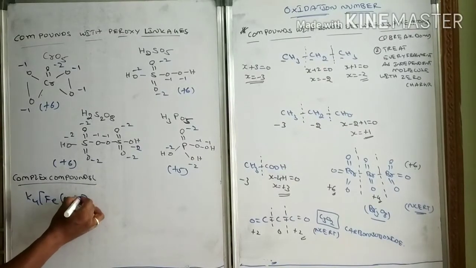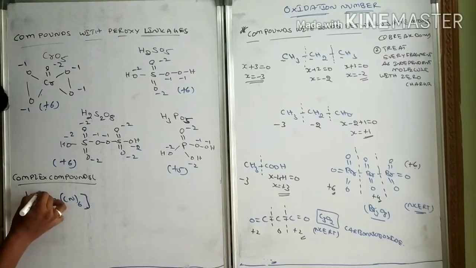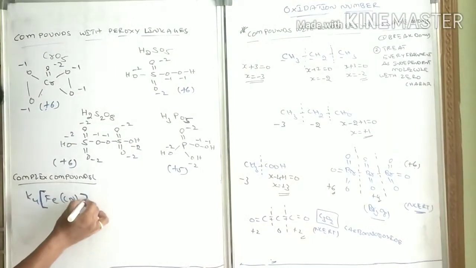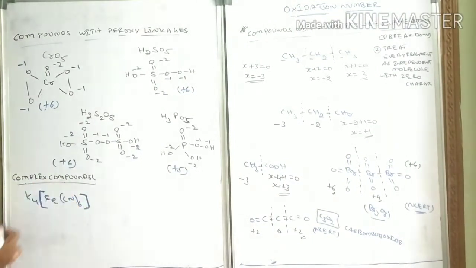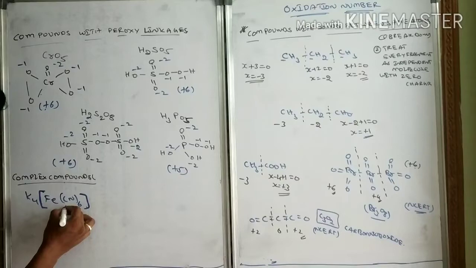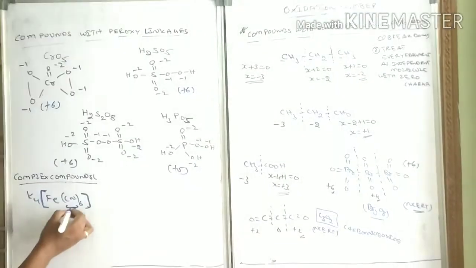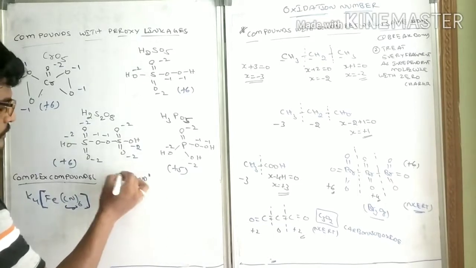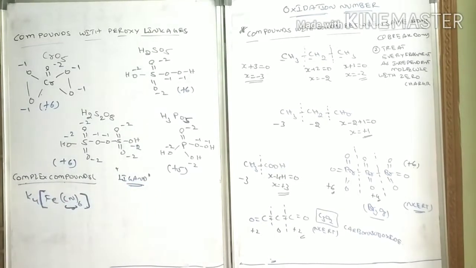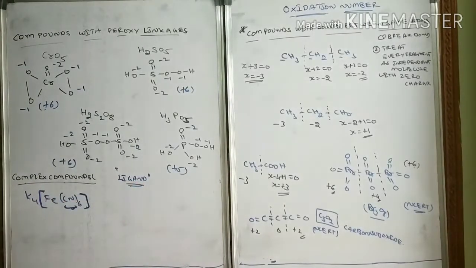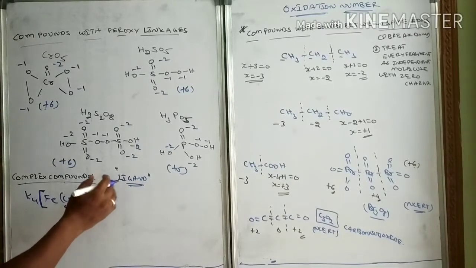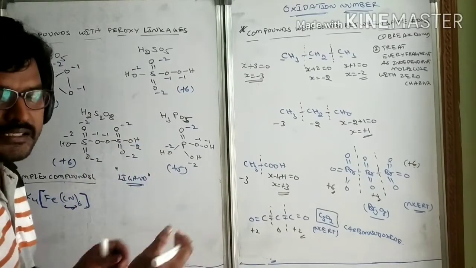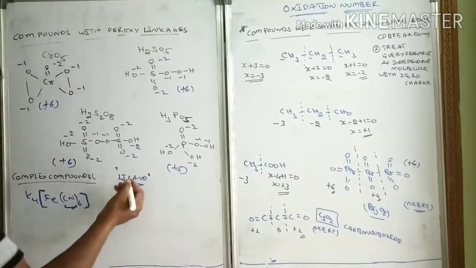K4[Fe(CN)6]. Like this, any compound where they mention square brackets, we call it a complex compound. In complex compounds, a group of atoms will come, which is known as a ligand. Some people pronounce it one way and some another; there is no issue at all.